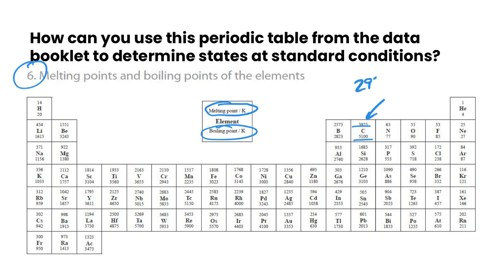If we're talking about 298 Kelvin, then carbon is below its melting point, so it would be in the solid state. If you looked at oxygen instead, we got 55 and 90. So at 298, it's above its boiling point, which means it's a gas. Okay, and so on and so forth.